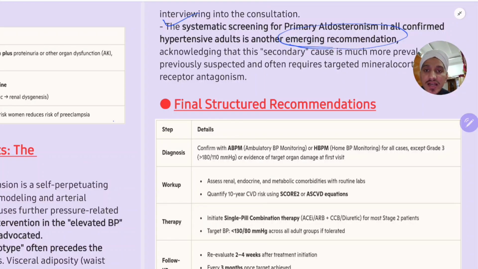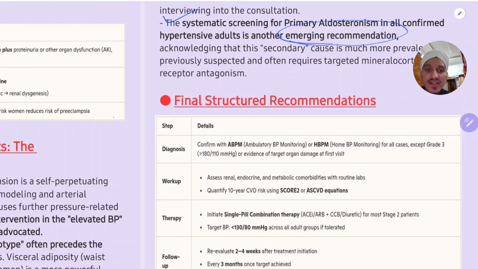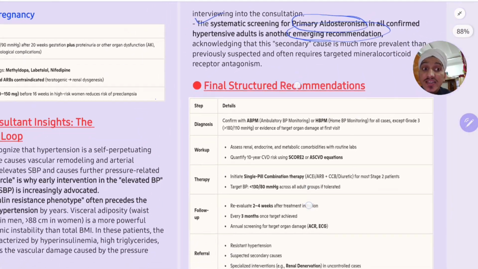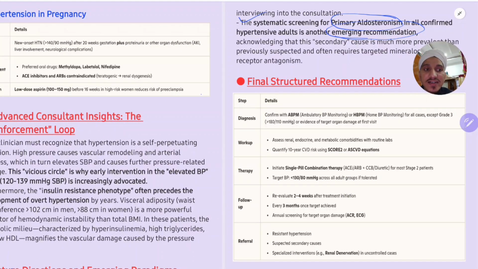This is also an important point. Acknowledging that this secondary cause is much more prevalent than previously suspected and often requires targeted mineralocorticoid receptor antagonism. Okay, so this is the most common cause of secondary hypertension. That's why primary aldosteronism should be excluded in all patients who are newly diagnosed with hypertension. Okay, that is the stress which the guidelines are giving.